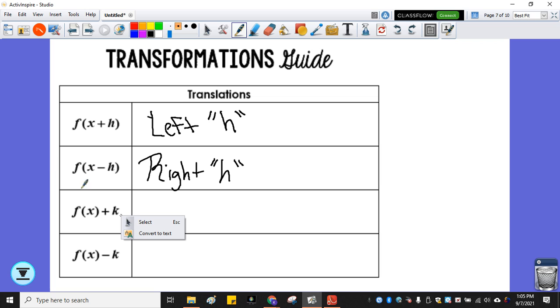Outside is your y, so you're going to take your y and add k. So if I take y and I add 2, I'm going to move my whole graph up 2. Or up k, whatever k is. However many units k is.